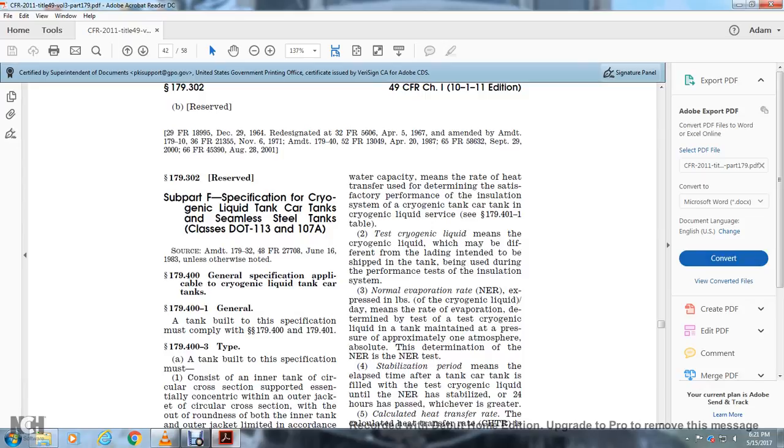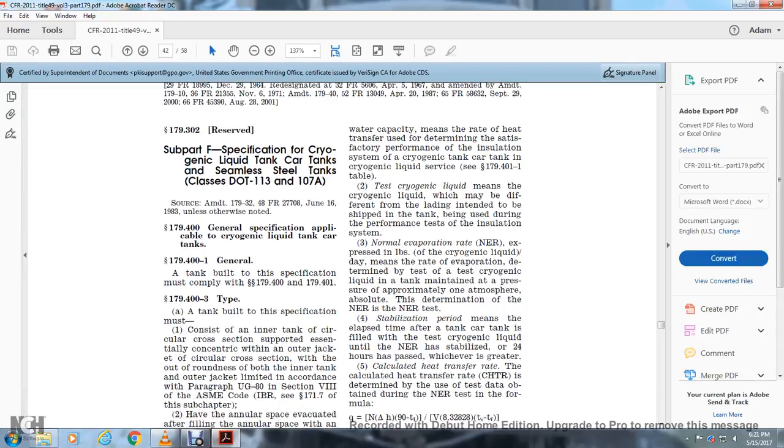Test cryogenic liquid means that the cryogenic liquid should be different from the loading, by intent of the shipment of the tank between the use and during the performance test, insulation test, and system. Normal evaporation rate, NER, expressed in pounds of the cryogenic liquid per day, means the rate of evaporation determined in the test for the cryogenic liquid, maintained at a pressure of approximately 1 atmosphere absolute, determined over the normal evaporation test.